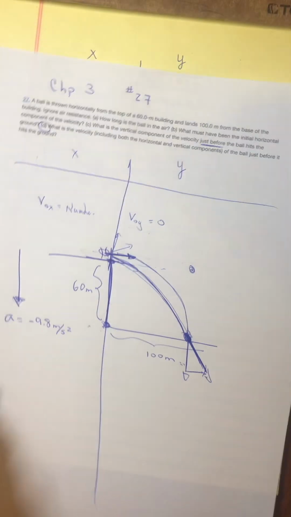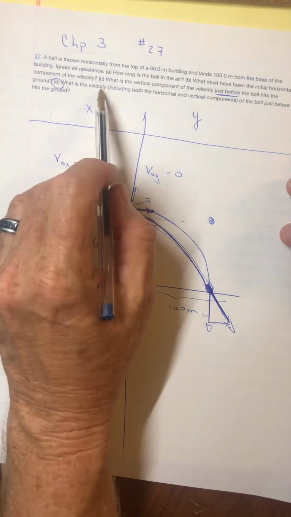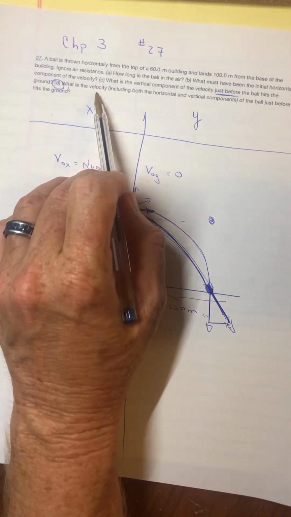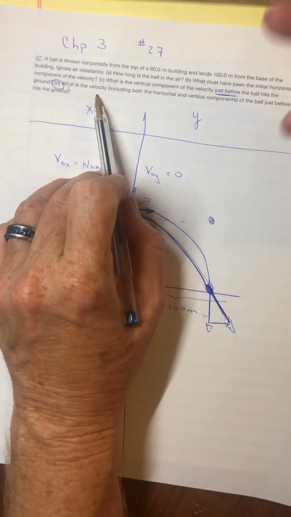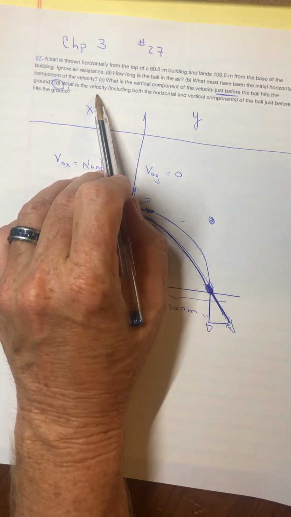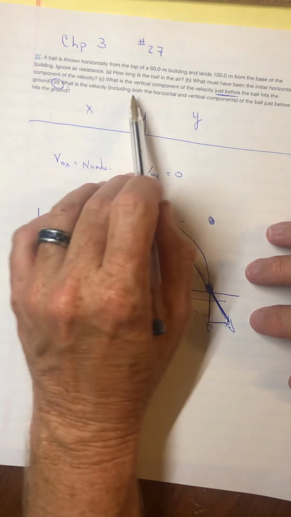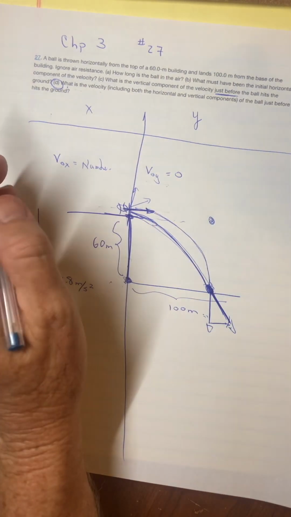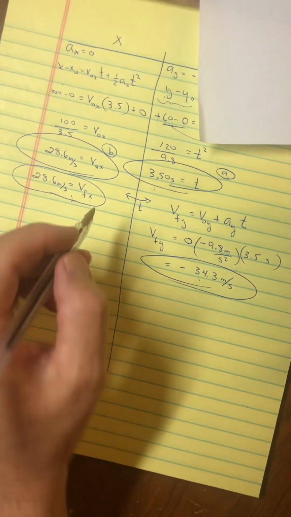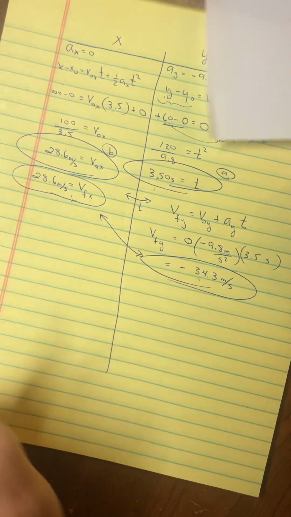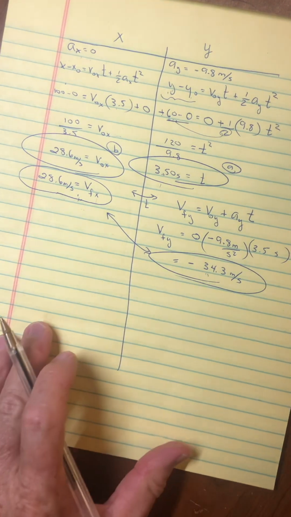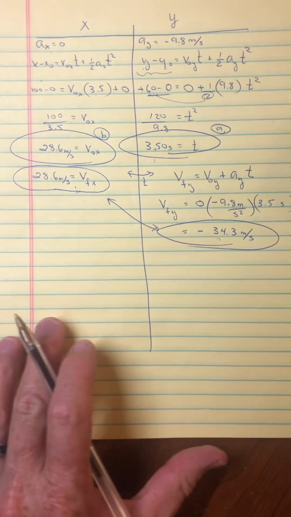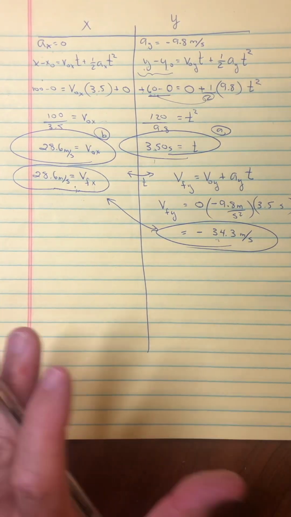And this problem, it says, what is the velocity? Notice it didn't say what is the horizontal or the x or the vertical or the y component of it. It asked for the whole thing, including both the horizontal and vertical components of the ball just before it hits the ground. So they want us to put these two together. That is, what is the total motion when you include both of them?